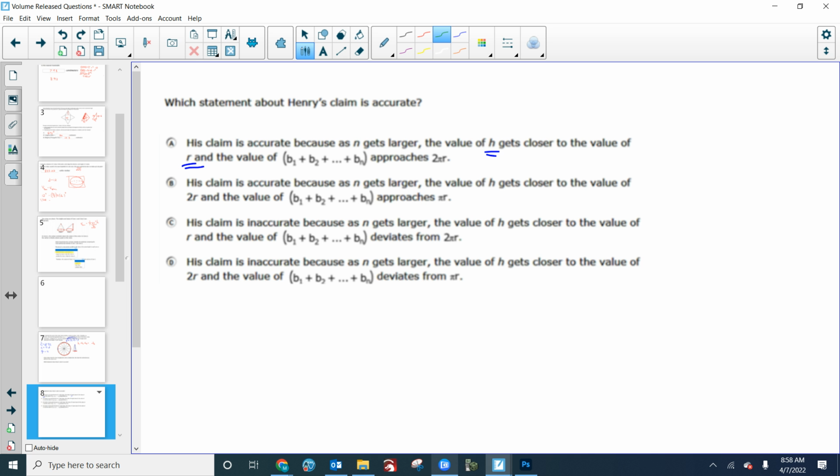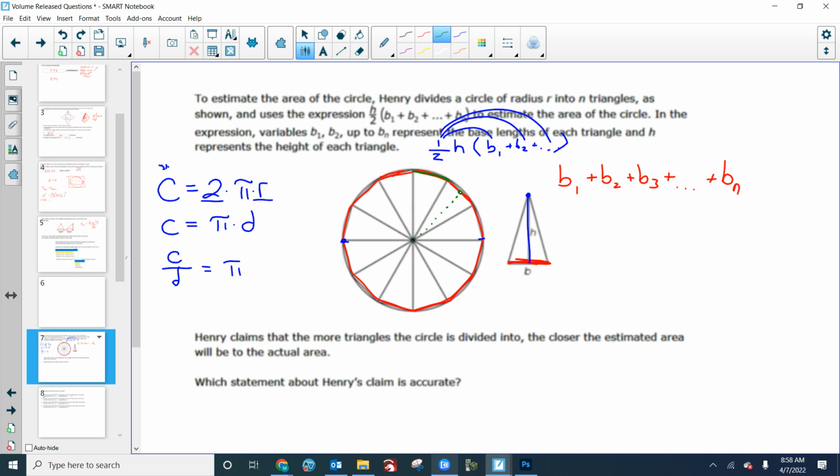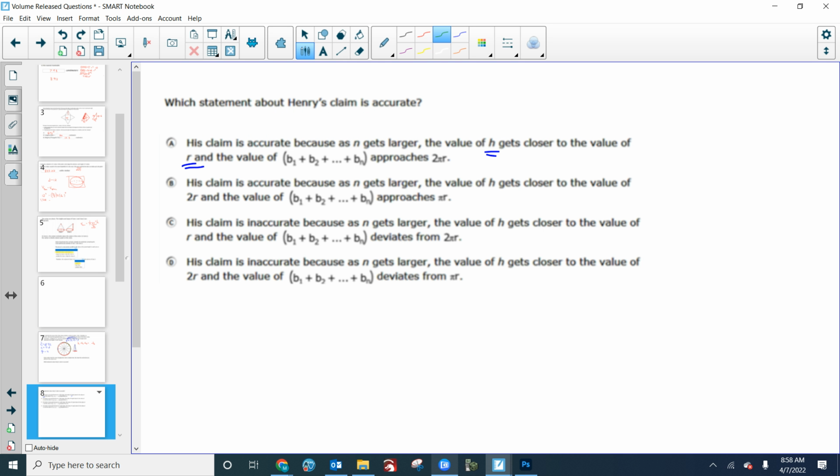And the value of all the bases added up. Where are the bases again? Oh yeah, all the bases added up get closer to 2 pi r. What's 2 pi r? Circumference. That looks right to me, doesn't it? Okay, part A. That was a challenging one.